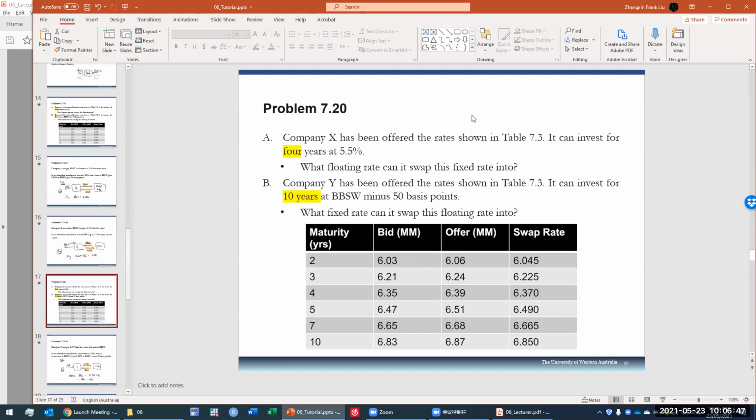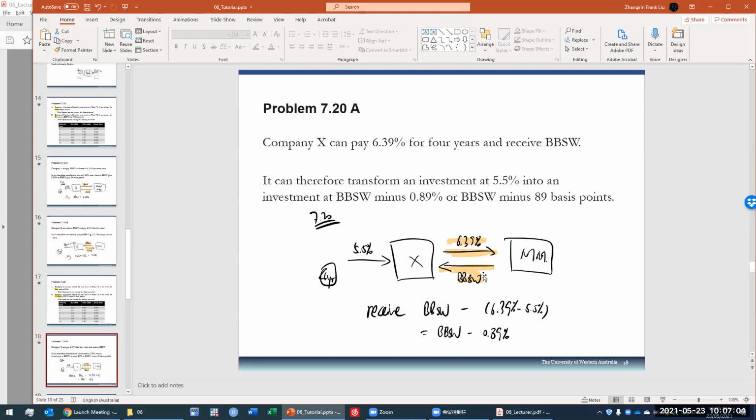And then 7.20 is where the other case is that I am investing, which means I will receive a cash flow. If I receive a cash flow and I don't want it, I'll give it to the bank, and that means here again, the bank will give me back the bank bill swap rate. Because if I receive the fixed rate and give it back to the bank, the bank can only give me the bank bill swap rate.